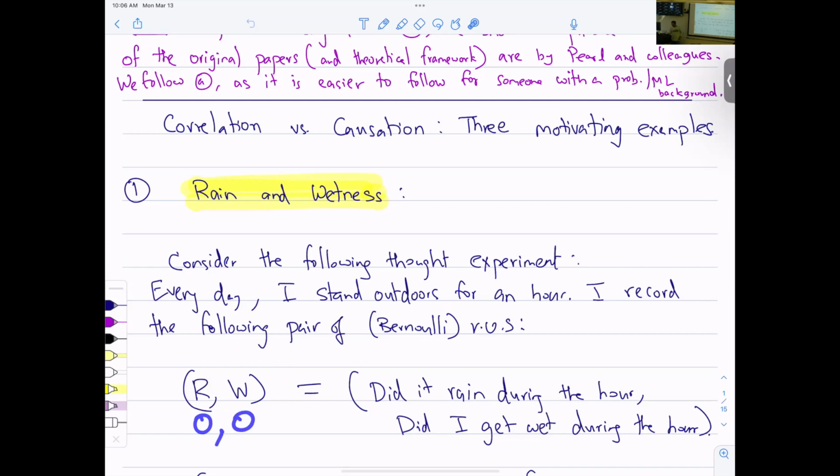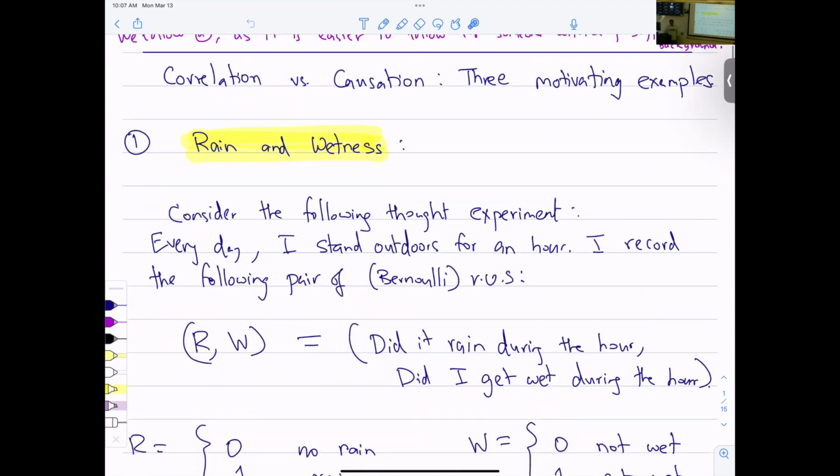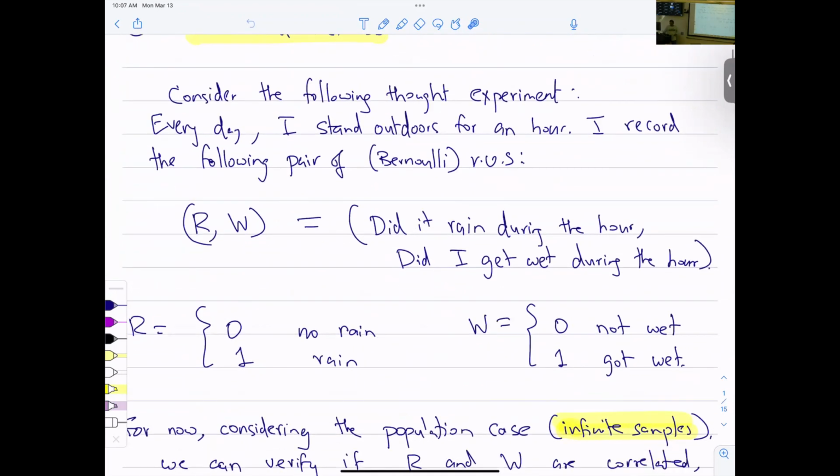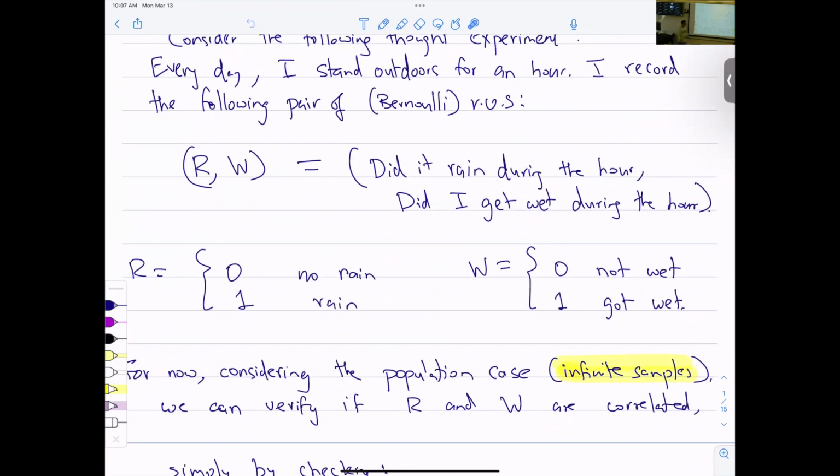So this can take 4 states: 0, 0, 0, 1, 1, 0, and 1, 1, based on whether it rained on that day and whether I got wet. So I collected this data set, and let us, for now, consider the population case. What do you mean by population case? I have infinite samples of this pair of Bernoulli random variables. It essentially means I know the joint distribution. Meaning, if I model this as a pair of correlated random variables, I have some joint distribution, and I have access to it.